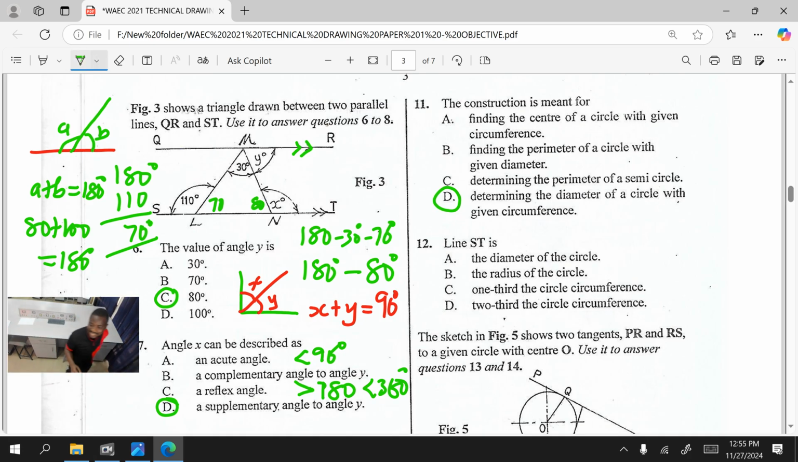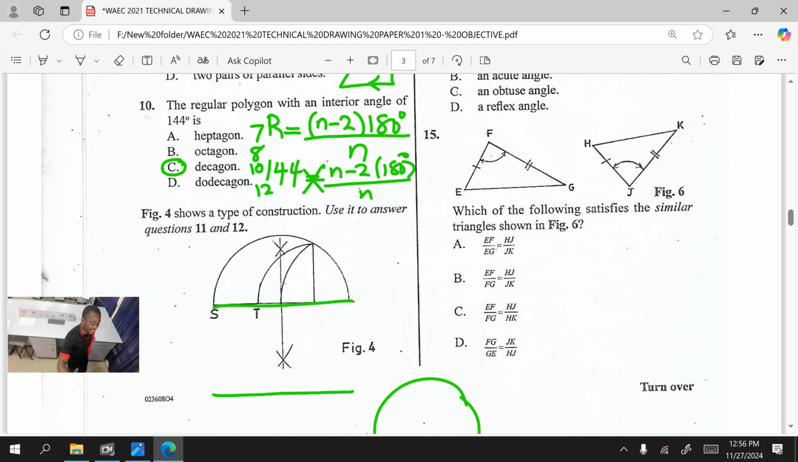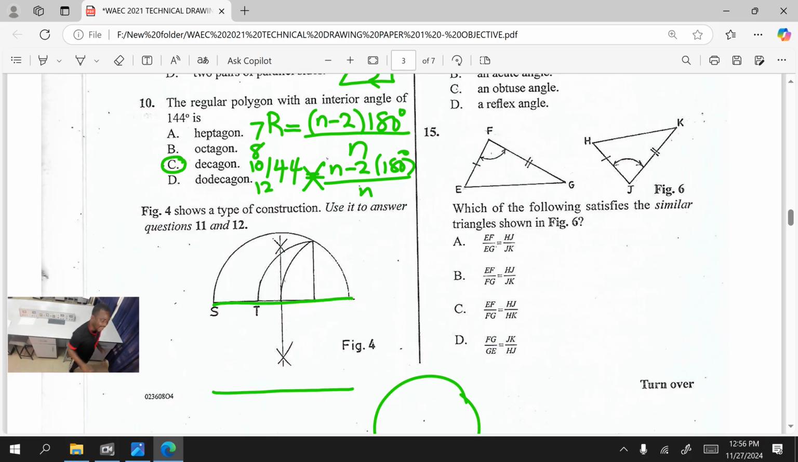So then I ask you, number 12, line ST is the what? Like I told you, line ST is the what? A, diameter of the circle. B, radius of the circle. C, 1/3 of the circle circumference. D, 2/3 of the circle circumference. The answer is what? A. I explained to you. The construction is you are given the circumference as a line. Then you are asked to find the diameter of the circle to be able to draw the circle. So that is the answer.